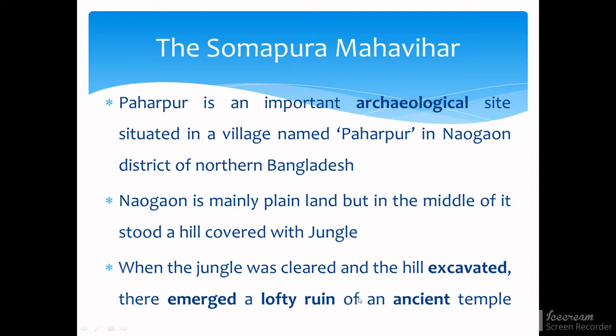Ancient, that means primitive, which is the opposite word of modern. Ancient is the opposite of the word modern, or we can say the synonymous word of ancient is primitive. That means belonging to a very distant past or no longer in existence is called also ancient. So when the jungle was cleared and the hill excavated, there emerged a lofty ruin of an ancient temple.